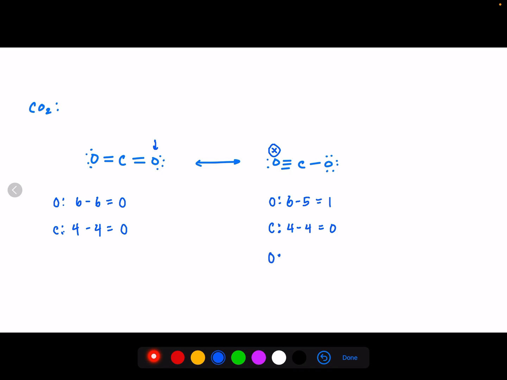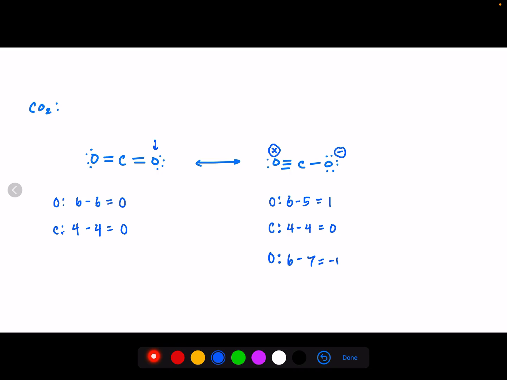And for the oxygen on the right, it has 6 valence electrons minus, now it has 7 lines and dots around it. 6 dots, 1 line, for a total of 7. So that has a formal charge of negative 1. So we're going to put a minus on it.